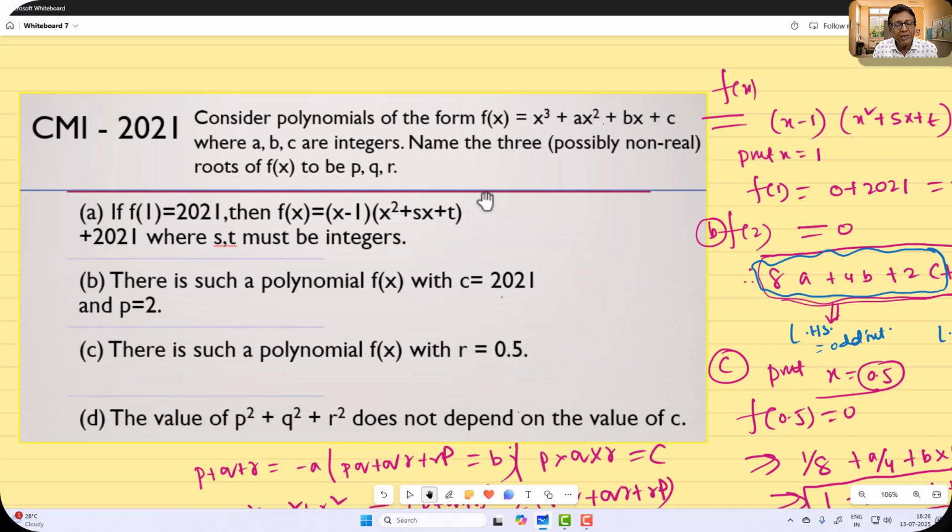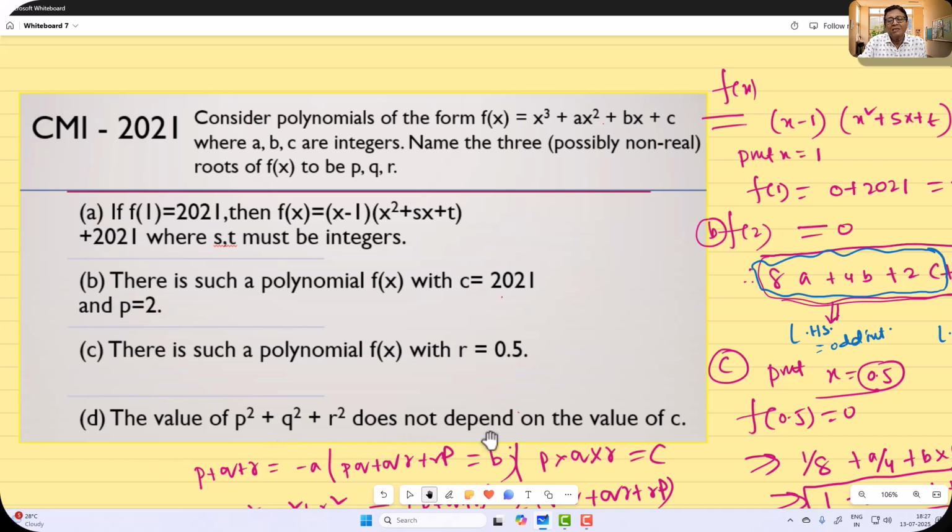This is a polynomial of third degree. Name the three roots of f(x) to be p, q, r. This may be a typing difficulty from my side. This is not f(i), this is f(1). So f(x) equal to (x minus 1) into this given, plus 2021, where a and b must be integers. This option may be correct. And with p equal to 2, c equal to 2021 may be correct. There is such a polynomial f(x) with r equal to 0.5 may be correct.